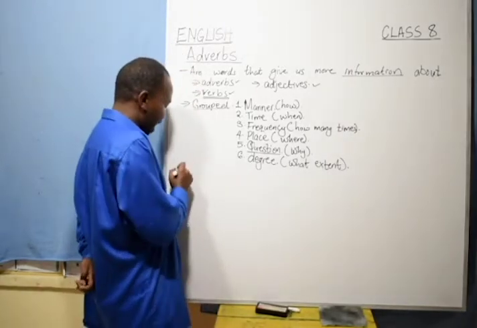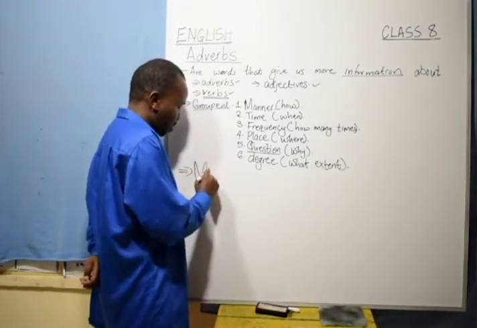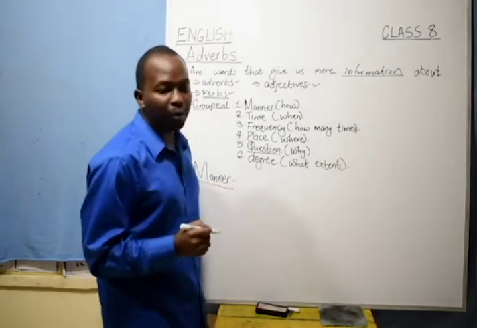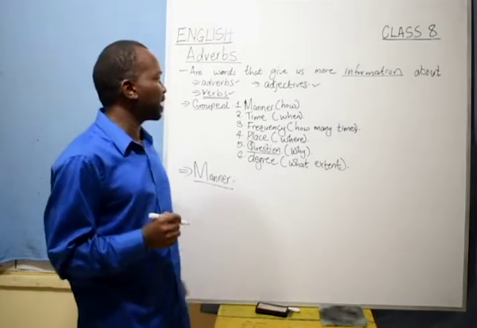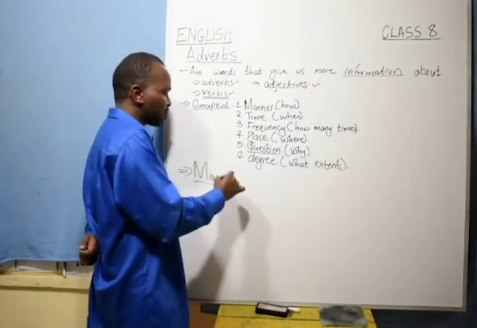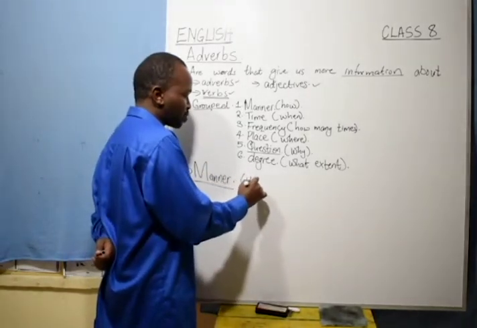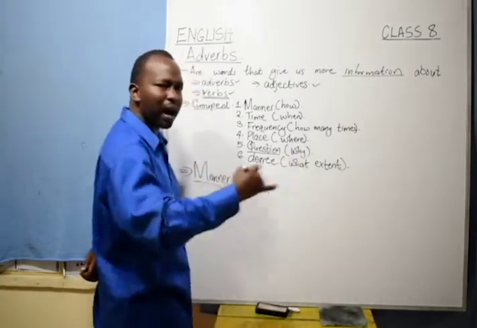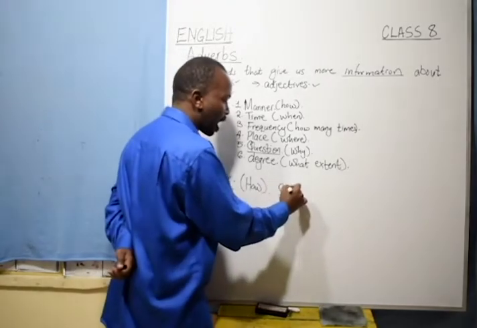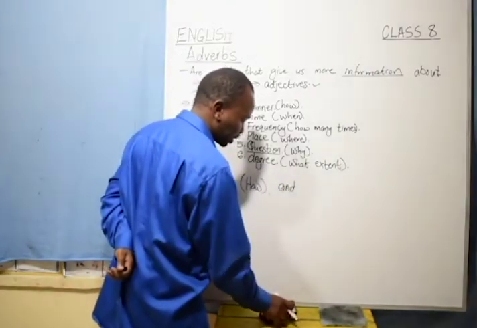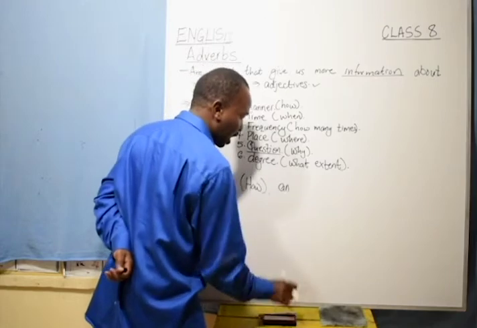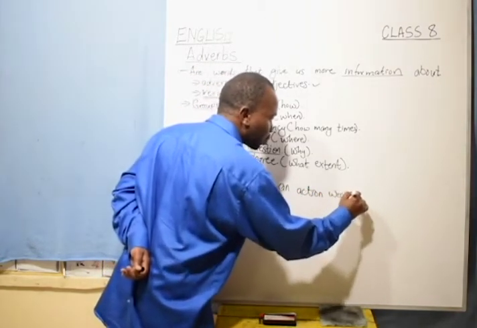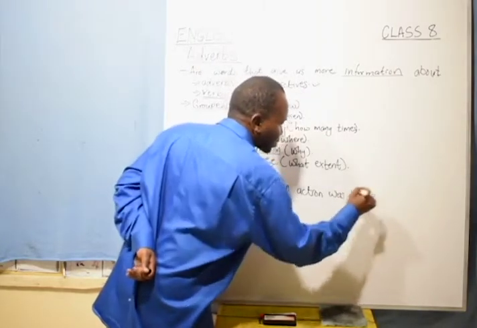So the first adverb is the adverb of manner. That is what you're going to learn today. The adverb of manner. And as I've said, the adverb of manner tells us or answers the question how something happened. How an action was done.